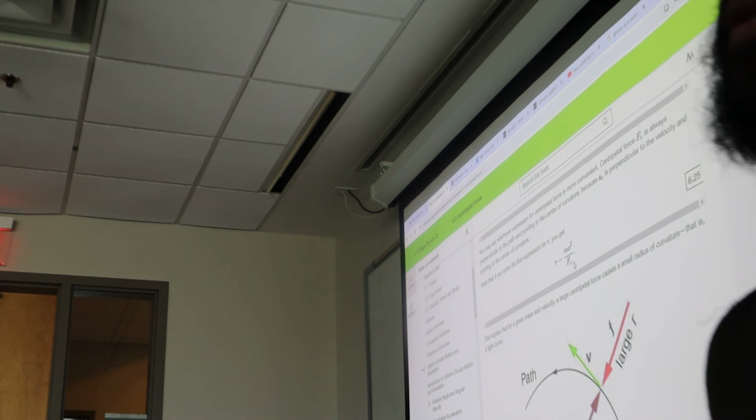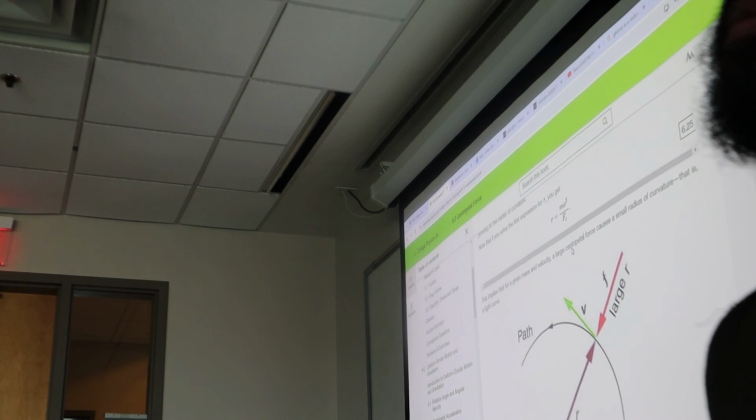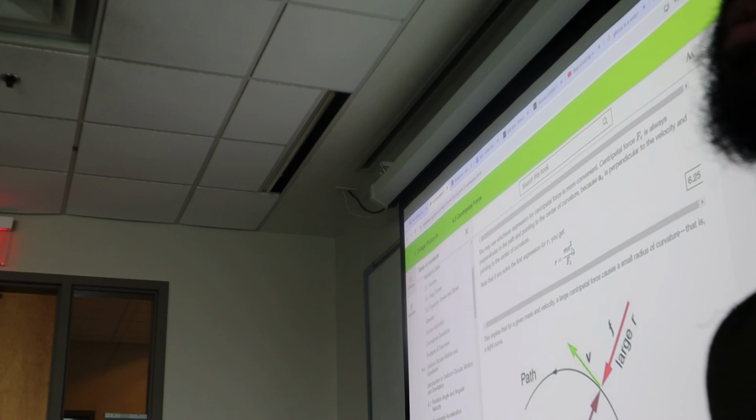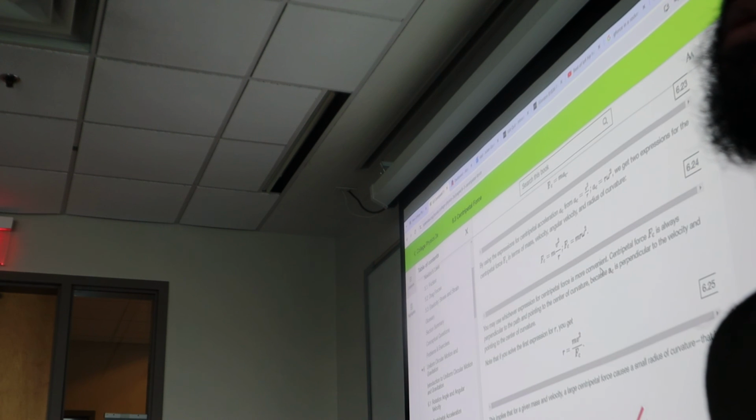All right, so you may use whichever expression, and then it's just talking about radius. We get mv squared over the centripetal force. So that's the next equation. So that was that and that.